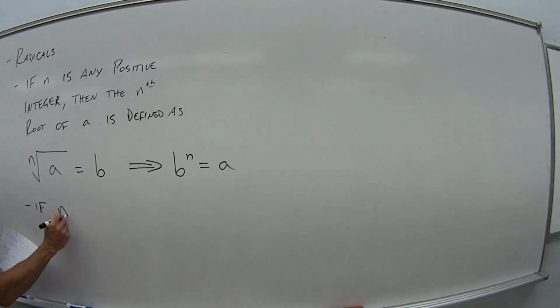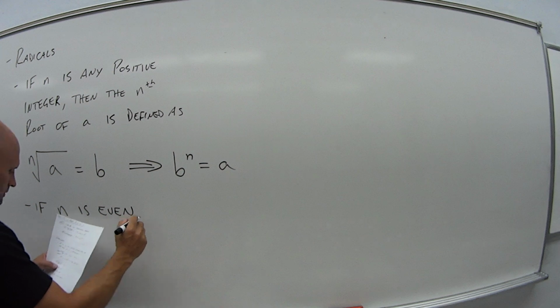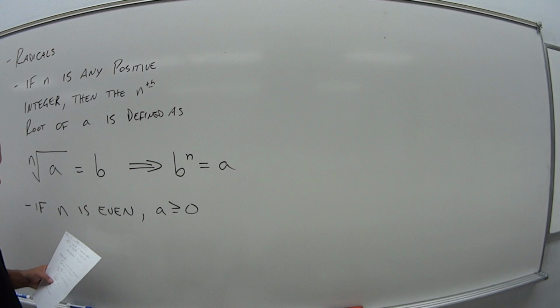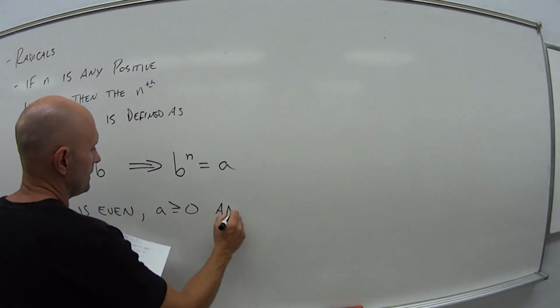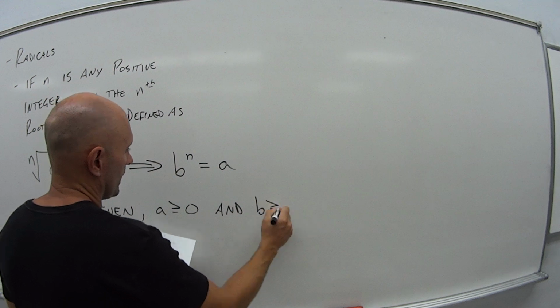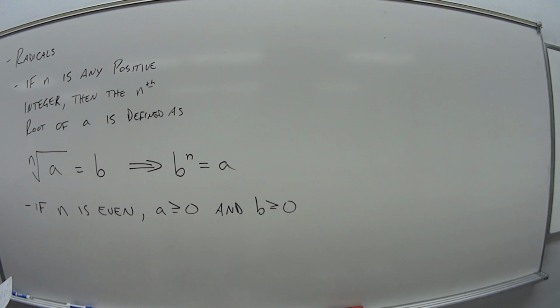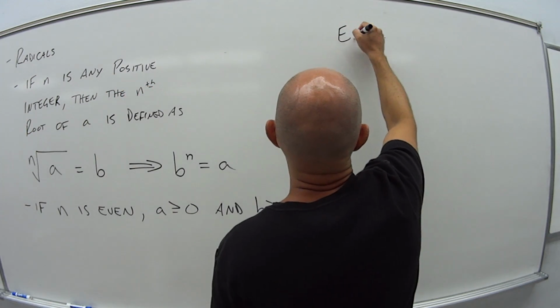If n is even, then a has to be greater than or equal to 0, and b would have to be greater than or equal to 0. So some examples here.